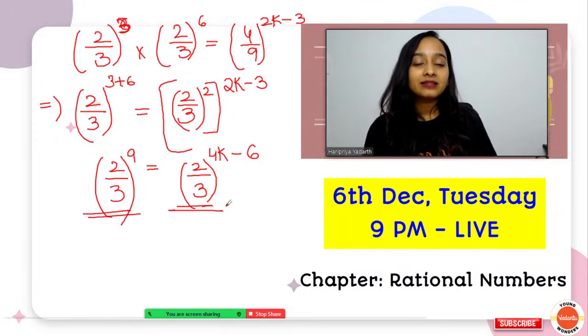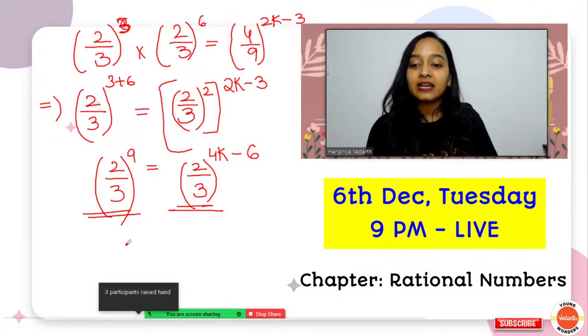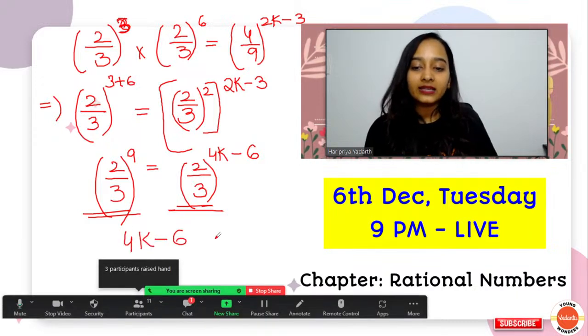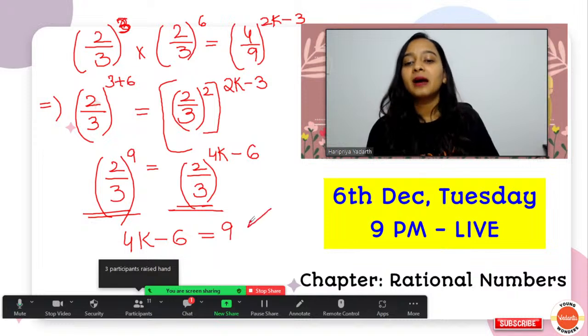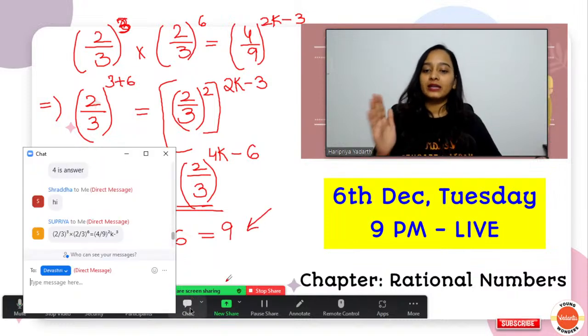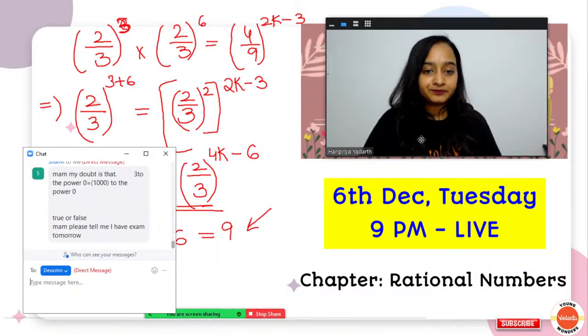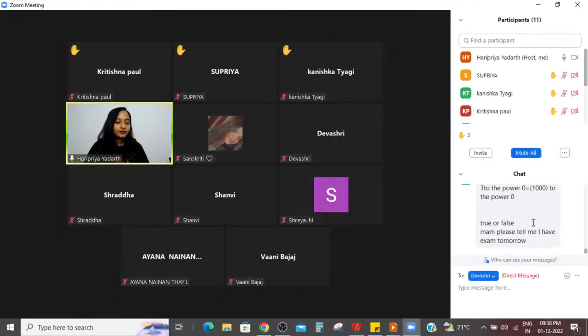The bases are the same on the left hand side and right hand side, so you can equate the powers. So from here you can find the value of your k. Okay? Now, a lot of doubts in here.